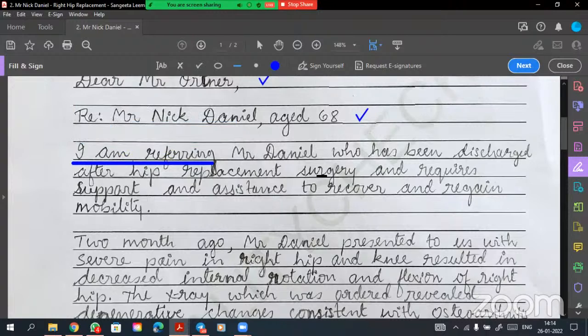So Mr. Daniel, comma, who has been discharged after hip replacement. Where is he discharged? He is not discharged. He is being discharged today. He is not discharged. He is being discharged.